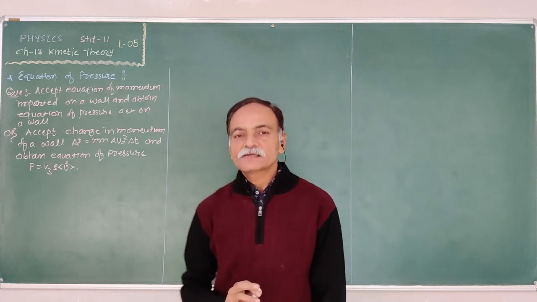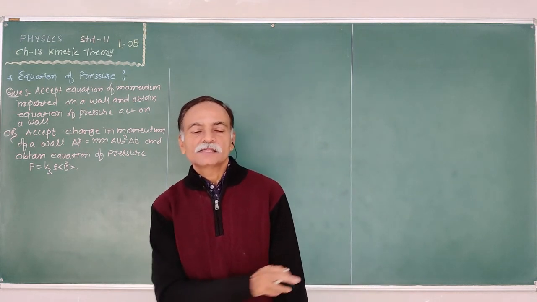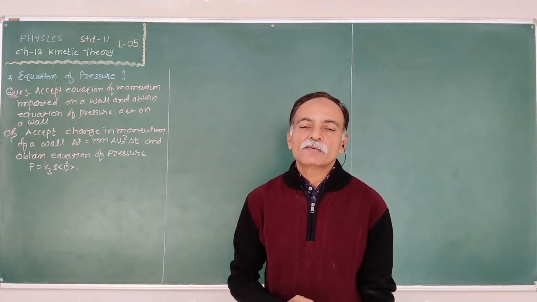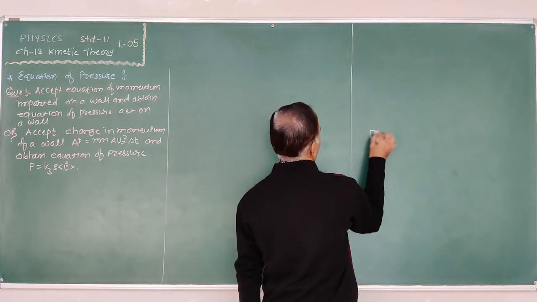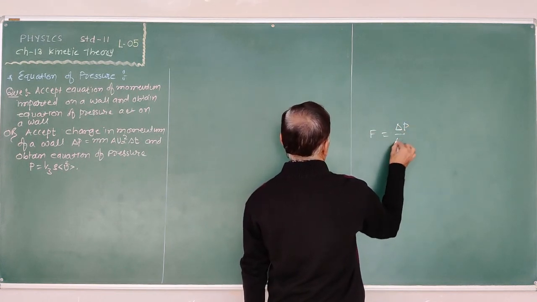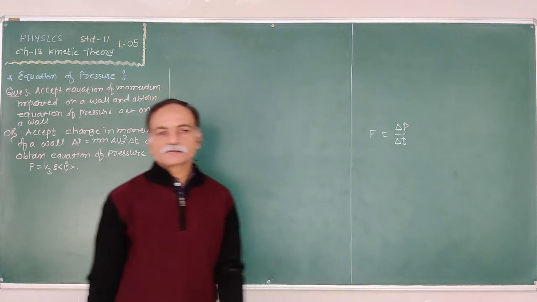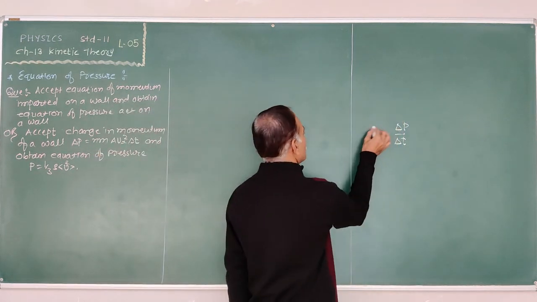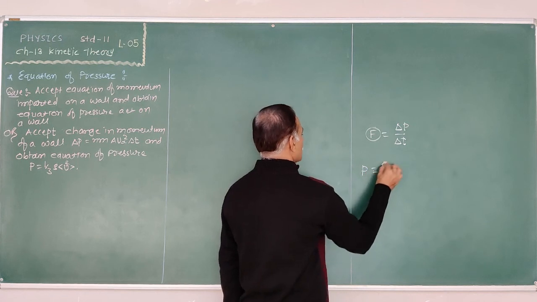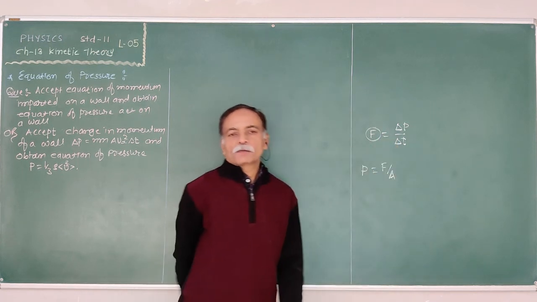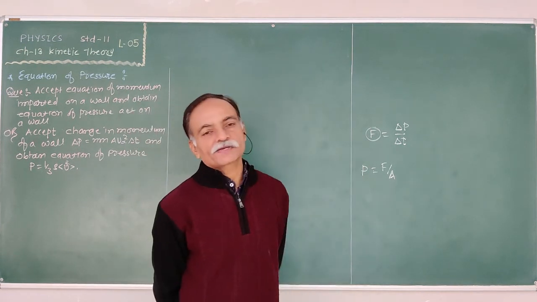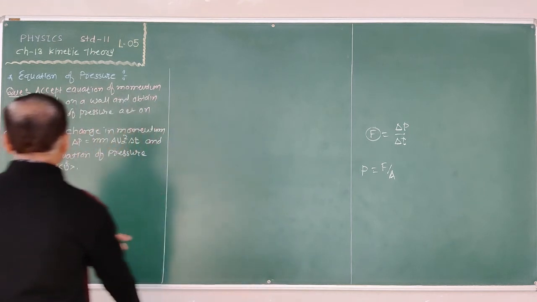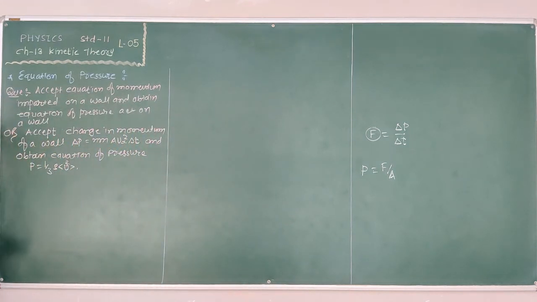Here we are using Newton's second law of motion. Therefore, the force is equal to the changing momentum upon the time interval. So first we are finding the force F. F is equal to delta P upon delta T. After finding the force acting on the wall, pressure P is equal to force per unit area. This way we can obtain the equation of pressure. For that purpose, we have to accept the equation of momentum.